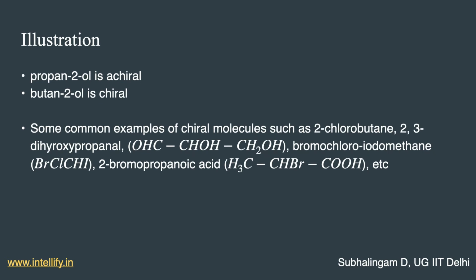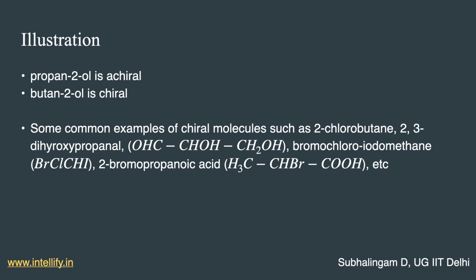And some common examples of chiral molecules are given here. Example, 2-chlorobutane, etc. So till now we have seen what is optical isomerism. For that we saw what is plane polarized light and what is dextro and levorotatory. Then we saw what is a stereocenter, that is an asymmetric carbon. Then we saw chirality, that is non-superimposable mirror images. Then we saw an illustration of propan-2-ol and butan-2-ol.